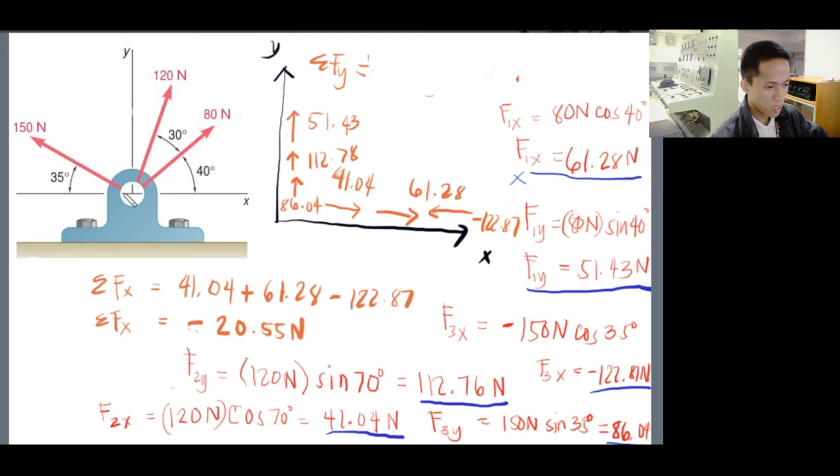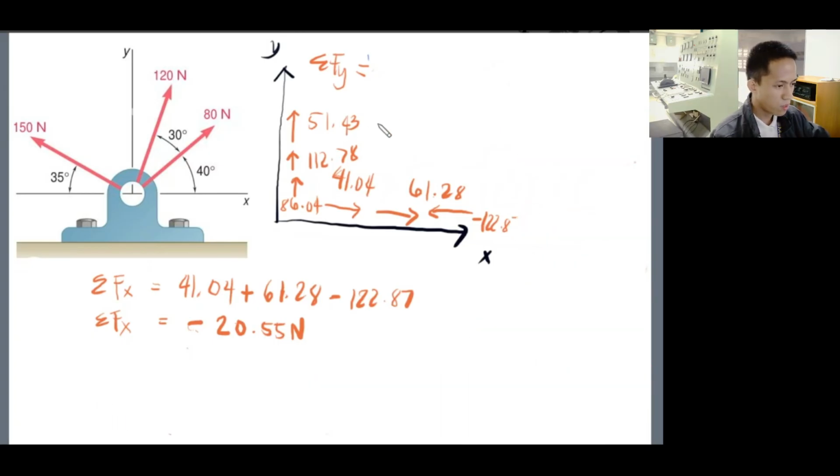So ang f of x natin is, nandito daw siya here, negative. So yung ating f of y, of course, lahat siya papuntang taas, nandito siya. Therefore, yung ating resultant force is nandito siya sa second quadrant. So dito pala makita natin kung saan ba located yung ating resultant force. Okay?